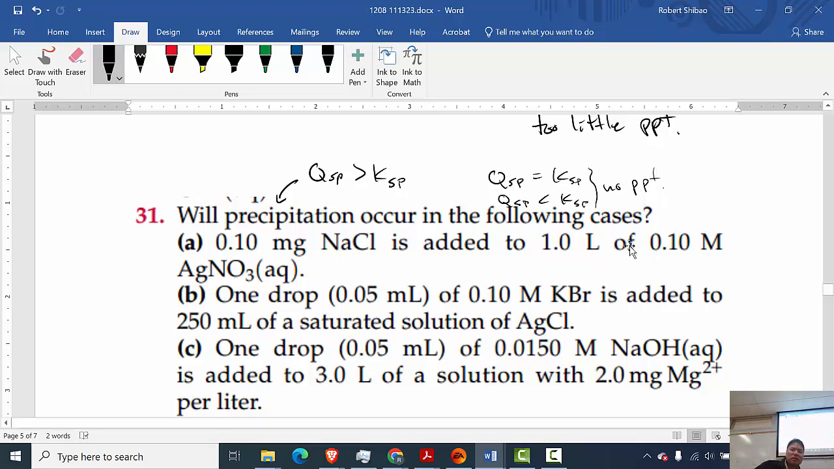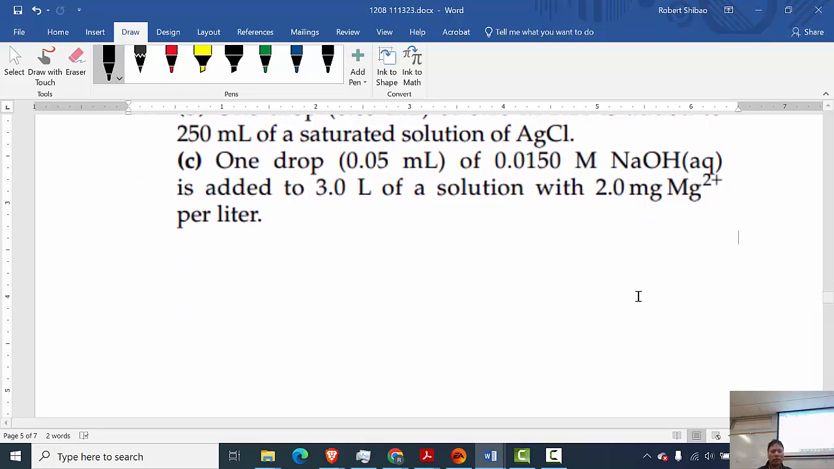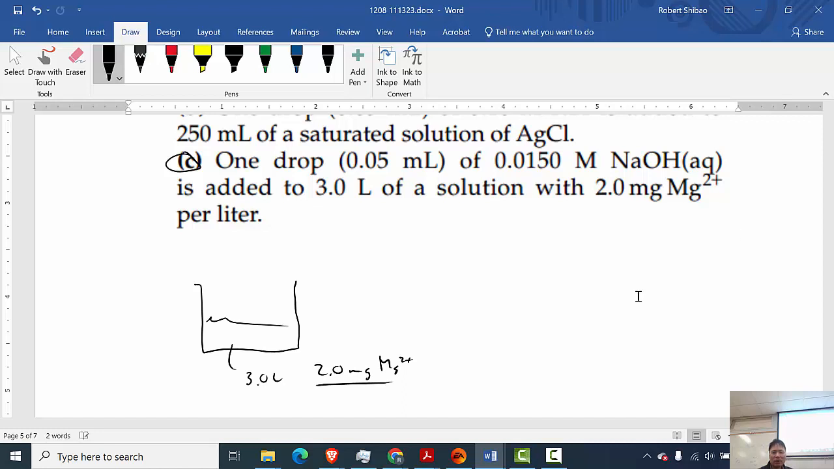QSP is just what we're given, so we've got to see, do we have too many ions in solution, just the right amount, or not enough? So we're going to go to C here. We have 1 drop, 0.05 milliliters, of 0.0150 molar sodium hydroxide added to 3 liters of a solution with 2.0 milligrams of magnesium ion per liter.